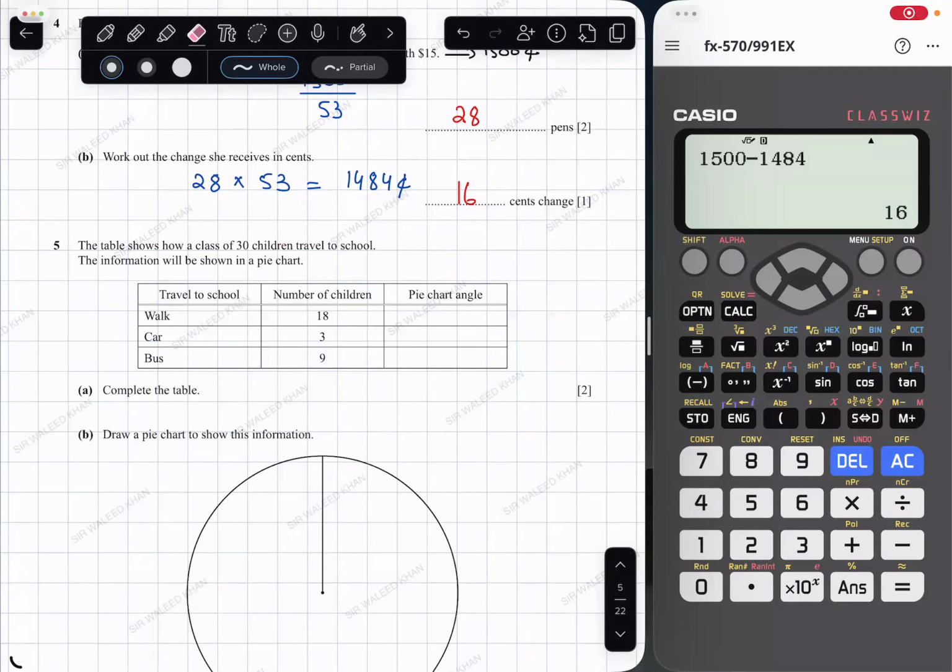Question number 5. The table shows how a class of 30. Wait, there are students joining. Wait. Why don't they all join together?